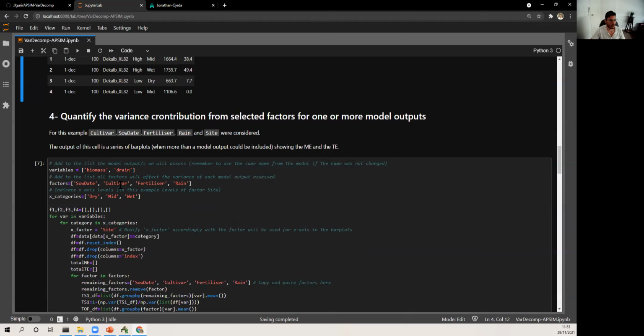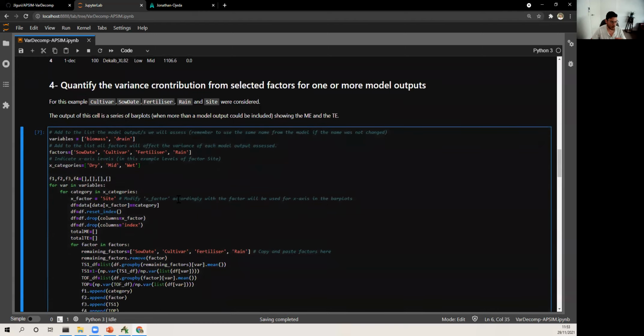So basically, if you select sowing date to put in the X category, you will need to put here the levels of the sowing date instead of the level of the site. So basically, here will appear site instead of sowing date. Okay, so I know that maybe it's not easy to understand, but I'm more than happy to answer any question later and discuss through GitHub.